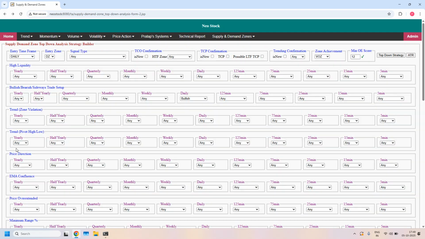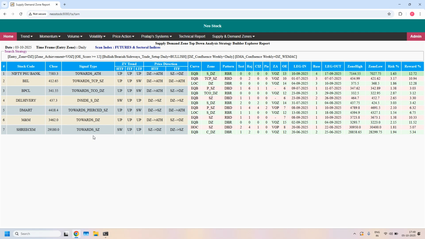So I am applying the filter EMA confluence on the weekly demand zones with weekly EMA confluence because weekly trend is uptrend. So 7 stocks are filtered. So these 7 daily demand zones are having more high probability to get success. Provided lesson 20 checklist items are satisfied. Otherwise, higher chances of zone violation.